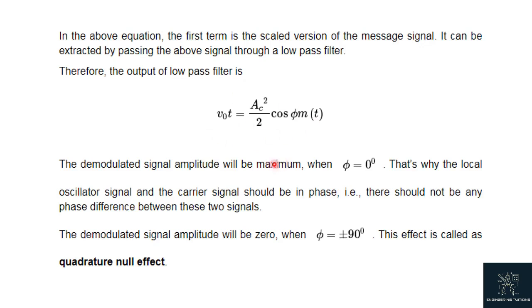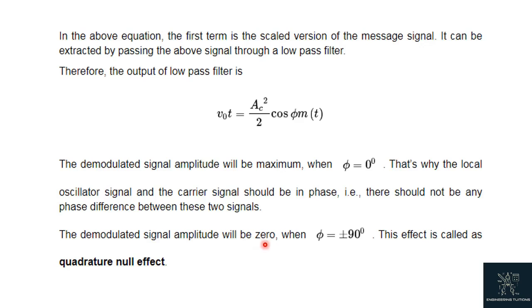The demodulated signal amplitude will be maximum when φ is equal to 0 degrees. That's why the local oscillator signal and the carrier signal should be in phase, that is, there should not be any phase difference between these two signals. The demodulated signal amplitude will be minimum when φ is equal to plus or minus 90 degrees.